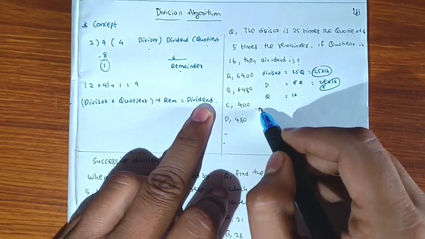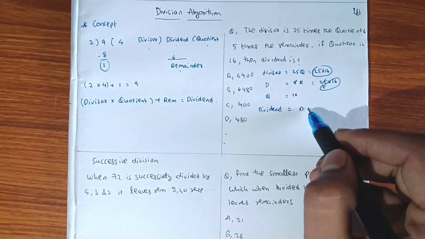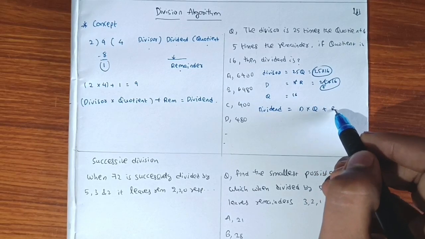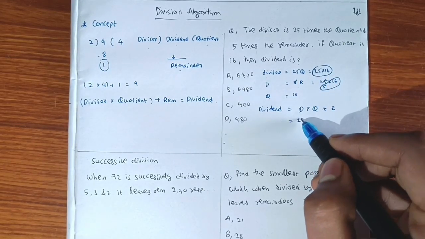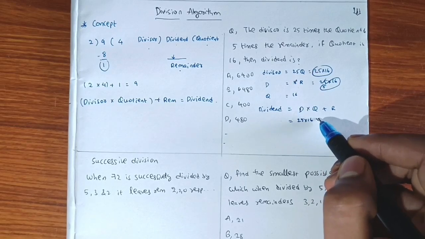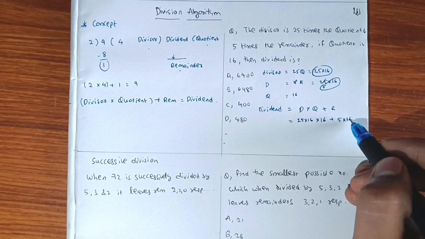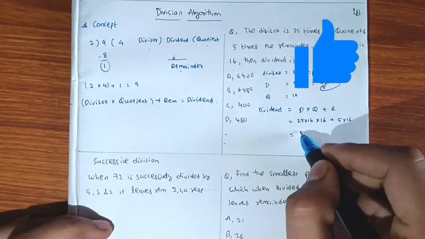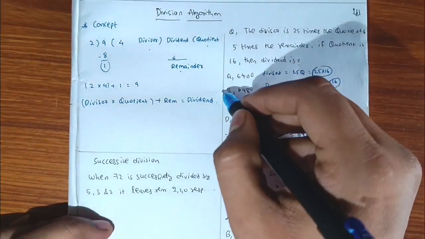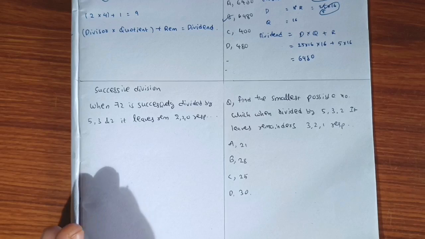Now the dividend equals divisor into quotient plus remainder. The divisor is 25 into 16, the quotient is 16 and the remainder is 5 into 16. If you solve all this, you will get the value 6480, which is option B. Now let us move to successive division.